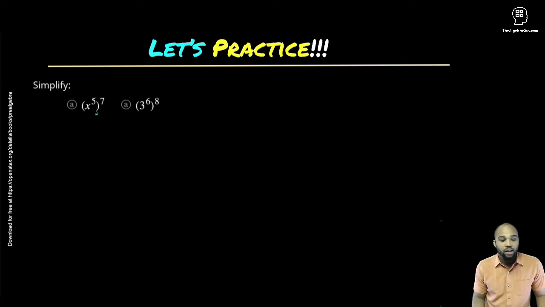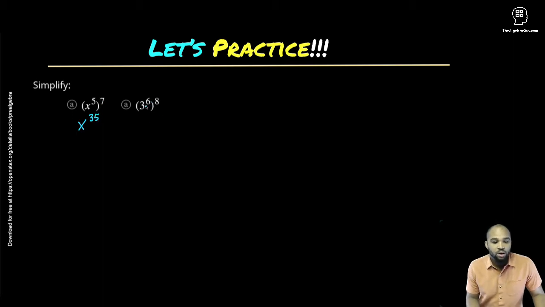X to the 5 to the 7th power. So what do we do with these? Well, it's the same thing as saying x to the 5th times x to the 5th times x to the 5th, and so on. So we're going to end up multiplying these two. 5 times 7 is 35.